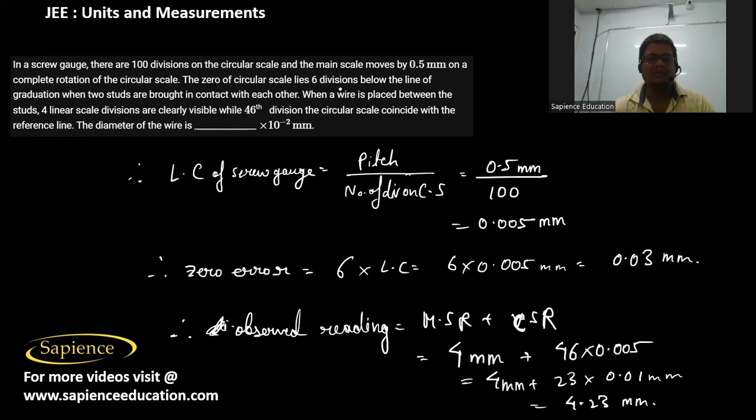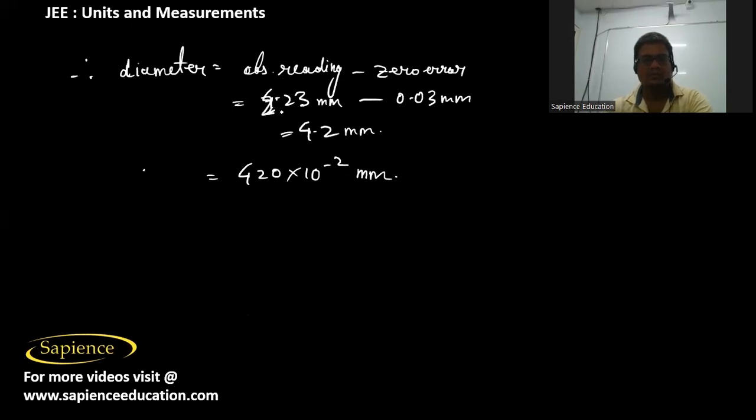Here the least count of the main scale is 0.5 millimeter. So 4 linear scale divisions will be 4 into 0.5, so this will be 2 millimeter. This will be 2.23, so this will be 2.2. So this will be 220 into 10 power minus 2 millimeter. So this is the answer.